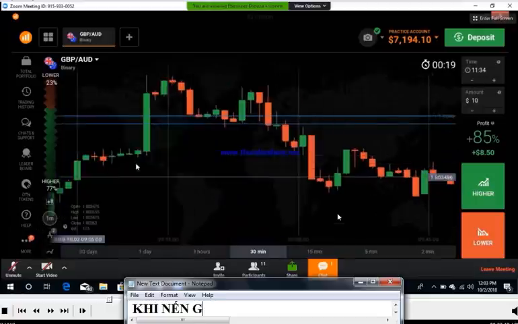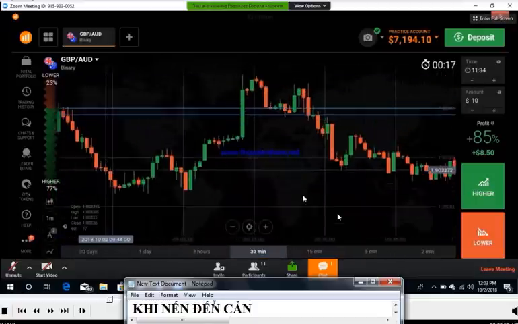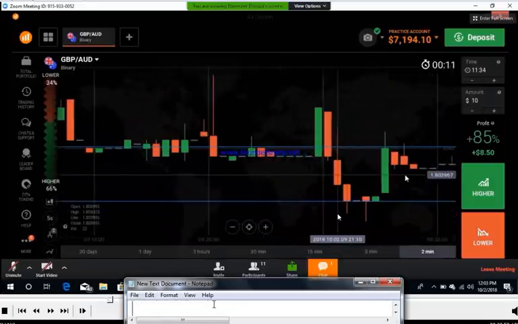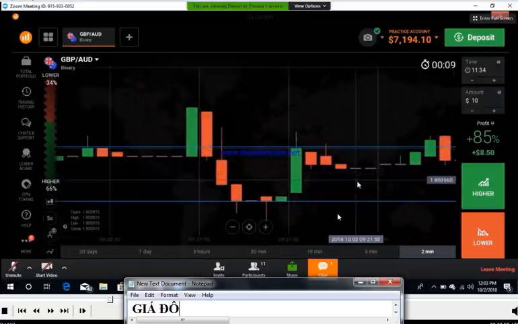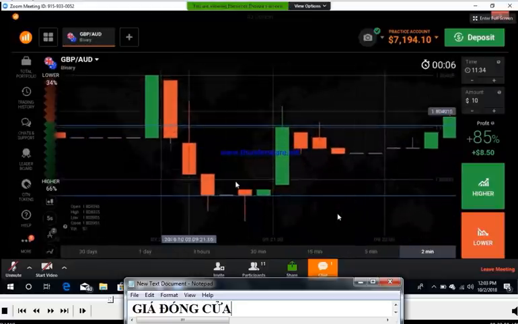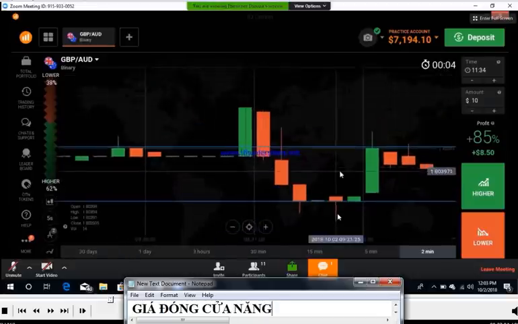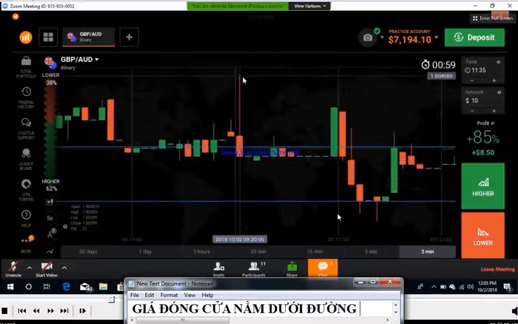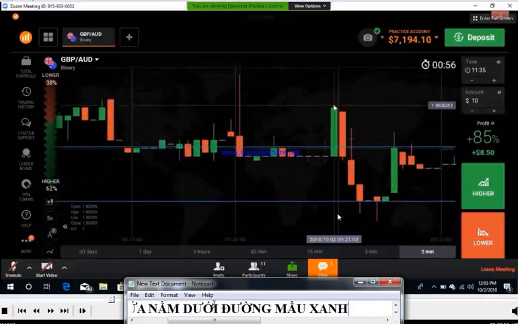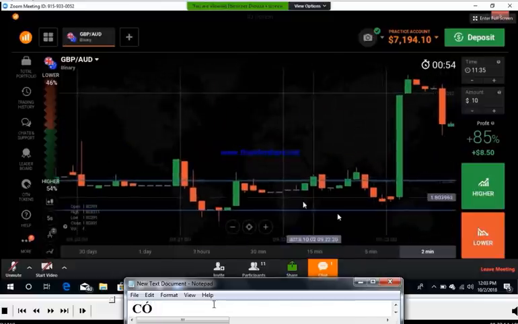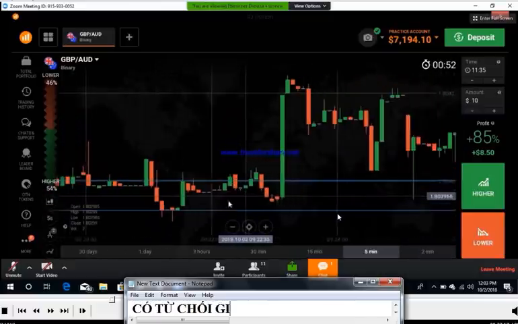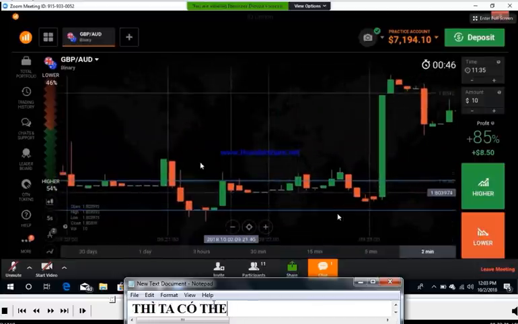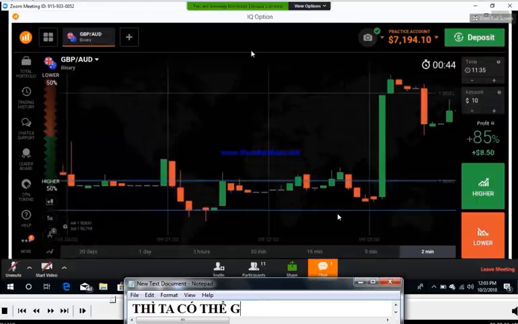Just wait, I will check it. Okay, I think there is no confirmation in the first 30 seconds here. Okay, you can see this is the candle, this is a red candle. Okay, this is not a confirmation candle. This one, just wait.